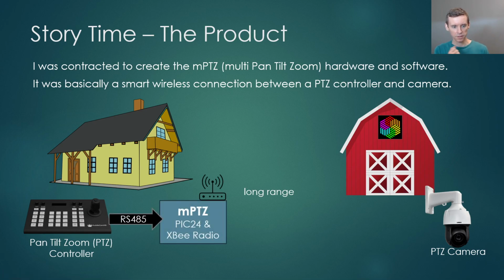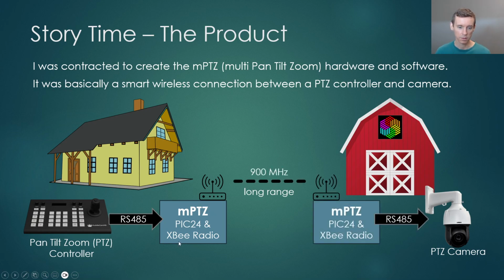So they have this pan, tilt, and zoom controller. It just takes RS485. It would go to our MPTZ, and we use an XBee radio, 900 megahertz, pretty decent range, and basically connect the pan, tilt, and zoom controller to a camera.